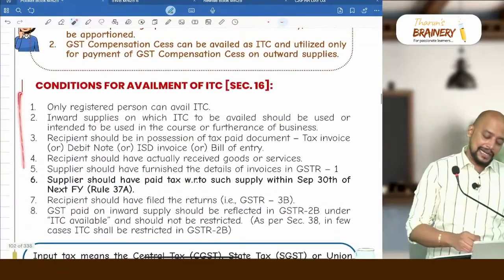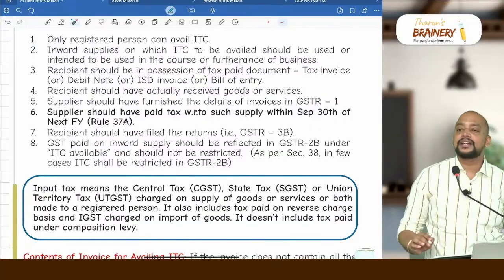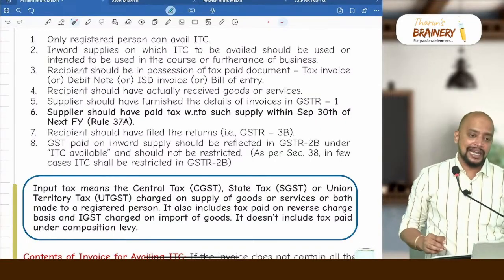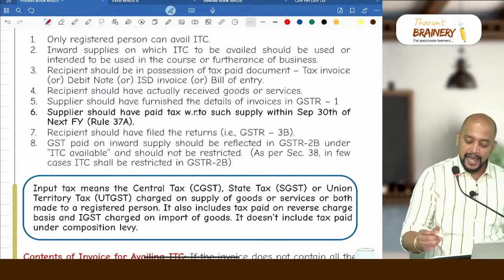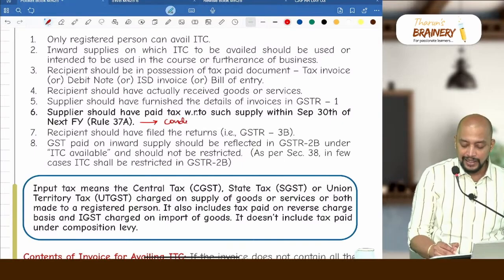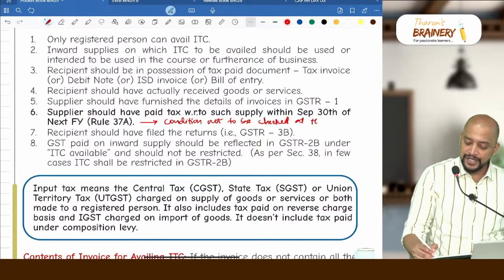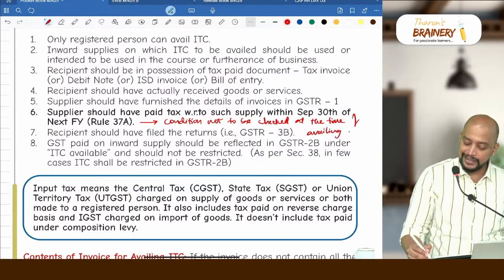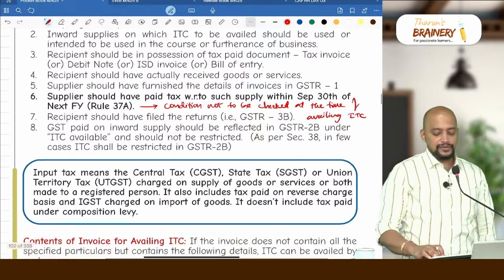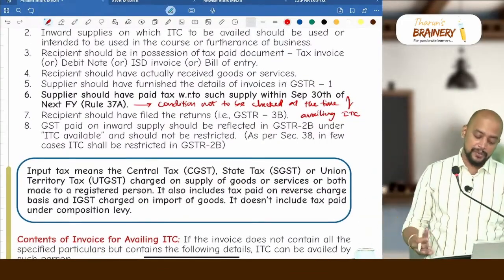Then these are the 8 conditions to be satisfied. Of these 8 conditions, except the 6th condition, all other 7 conditions should be fulfilled at the time of availing ITC, but this 6th condition alone should be fulfilled at a later point of time. So this condition is not to be checked at the time of availing ITC. Got it? That is the only special point here, but in all other 7 cases the condition needs to be checked at the time of availing ITC.